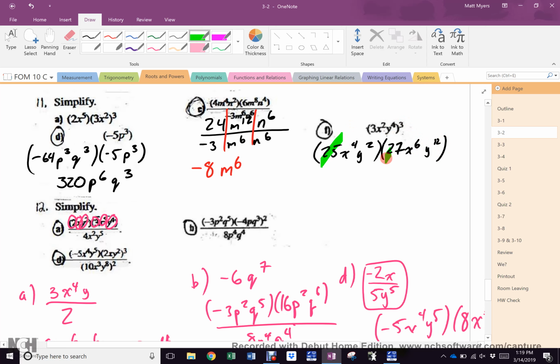Then, numbers with numbers. 675. Letter with letter. 4 and 6, x to the 10th. Letter with letter. 2 and 12, y to the 14th. All the laws that you already know. Nothing new except negative exponents. The only thing you have to remember with negative exponents is that the exponent and its base go to the other spot in the fraction. That's it.